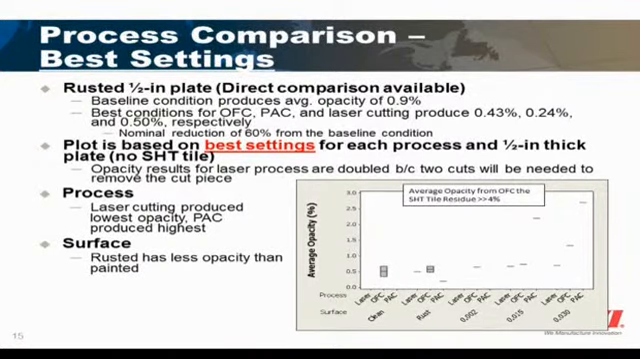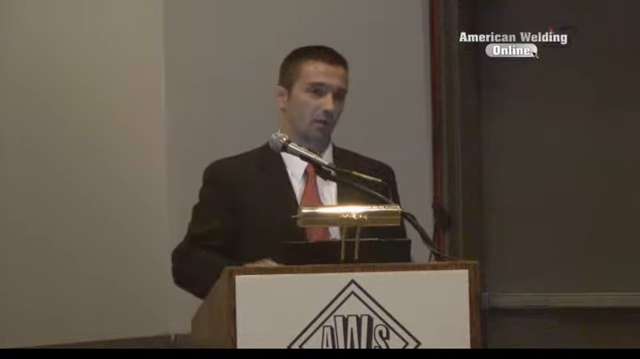So, a process comparison of the best settings. We had data for all three processes for rusted, and the baseline condition produces an average opacity of about 0.9%. The best case conditions identified for each of the processes was about 50 to 60% lower than what it was for the baseline condition.